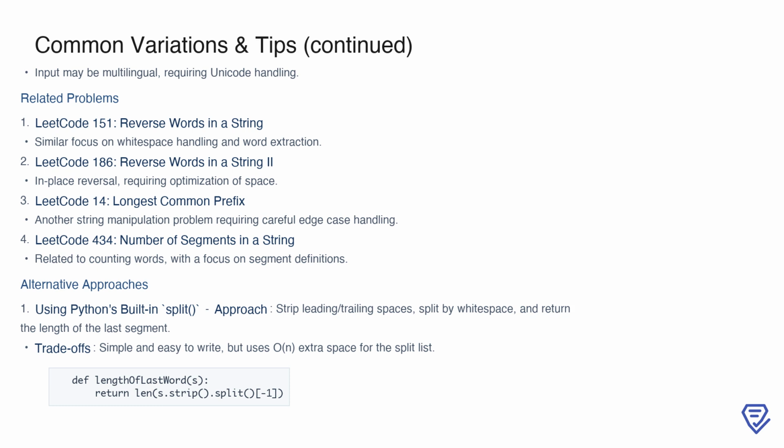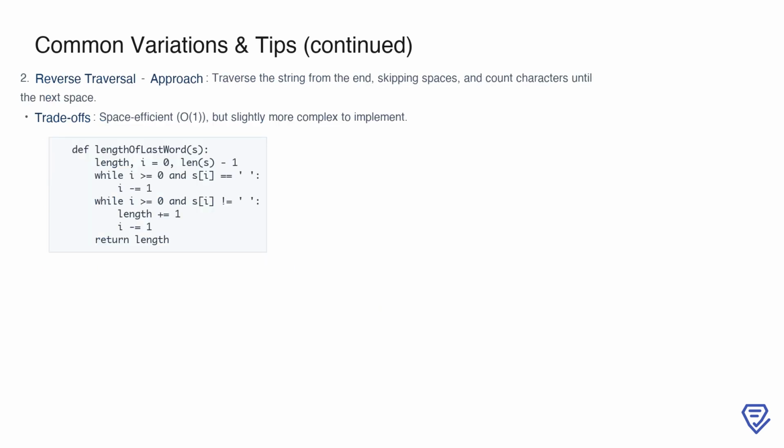Now let's look at a couple of approaches you can use to solve this problem. One approach is to use Python's built-in split function. By stripping leading and trailing spaces, splitting the string by whitespace, and returning the length of the last segment, you can solve the problem efficiently. This method is simple and easy to implement, but it does use O(n) extra space for the split list. For example, the solution would look like this. First, call strip on the string, then use split to divide it into segments, and simply return the length of the last segment.